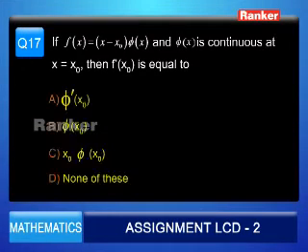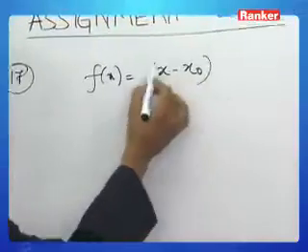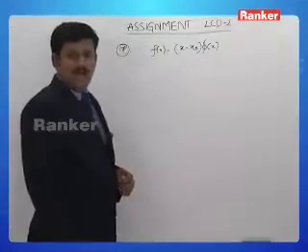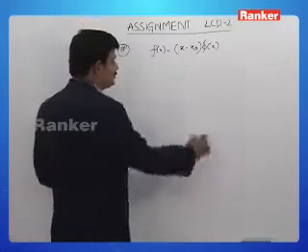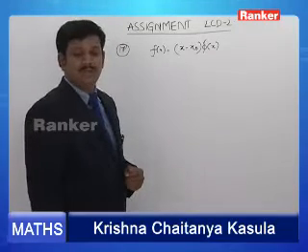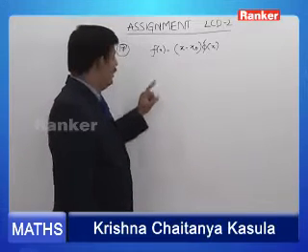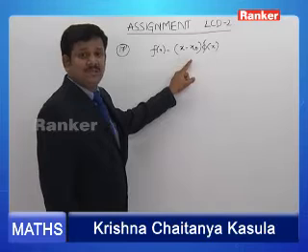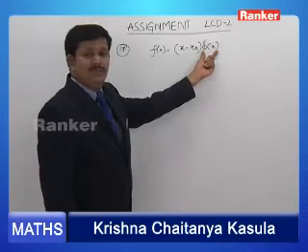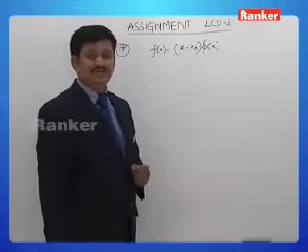If f of x is equal to x minus x naught into phi of x, and phi of x is continuous at x equal to x naught, then we have to find the value of f dash of x naught. Given f of x is equal to x minus x naught into phi of x, and phi of x is continuous at x equal to x naught. Then we need to find the value of f dash of x naught. Now many students tend to differentiate this equation directly, but nothing is mentioned about differentiability of phi of x at x equal to x naught.